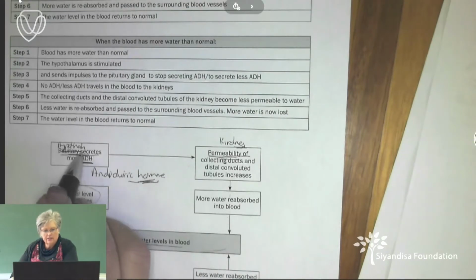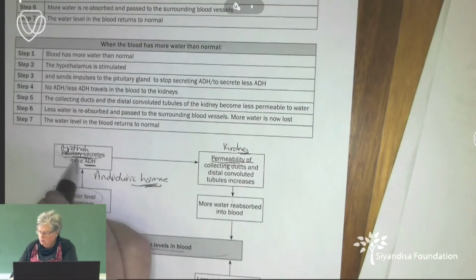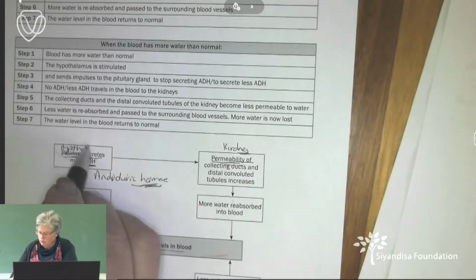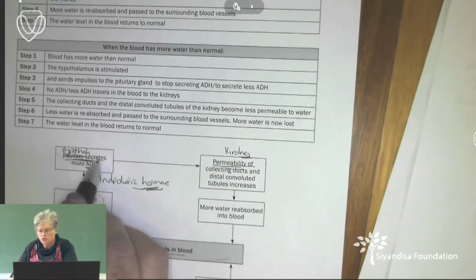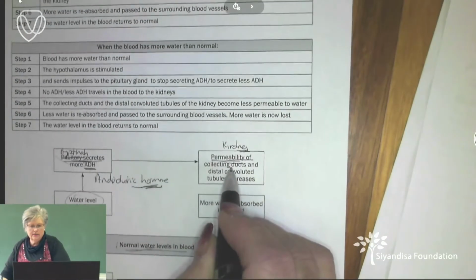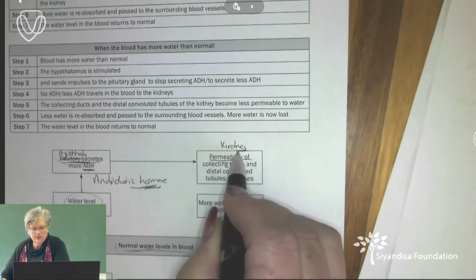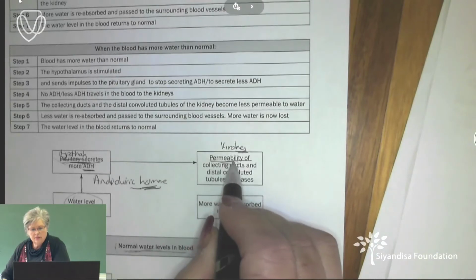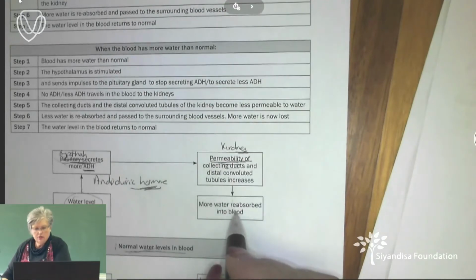Where does the ADH go? So my control center is the hypothalamus. What does the hypothalamus do? It lets the target organ know. What is the target organ? It's the kidney. What does the kidney do? It makes the permeability of the collecting ducts lesser, so more water is reabsorbed.